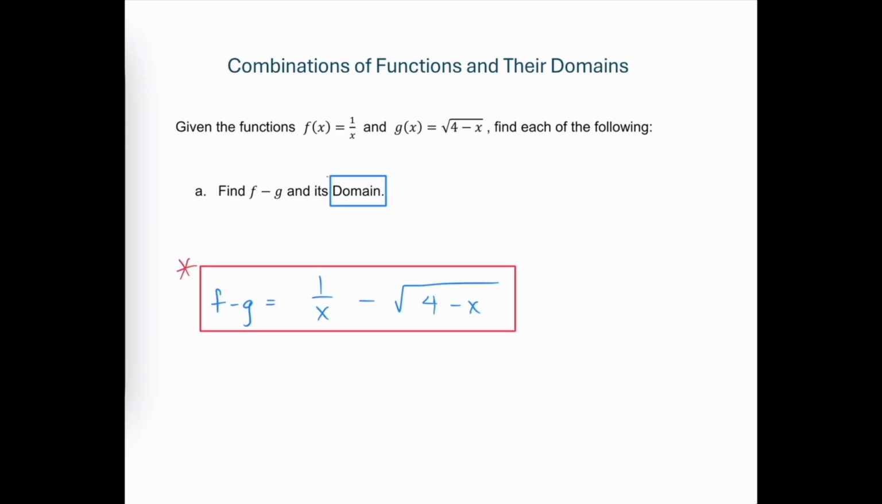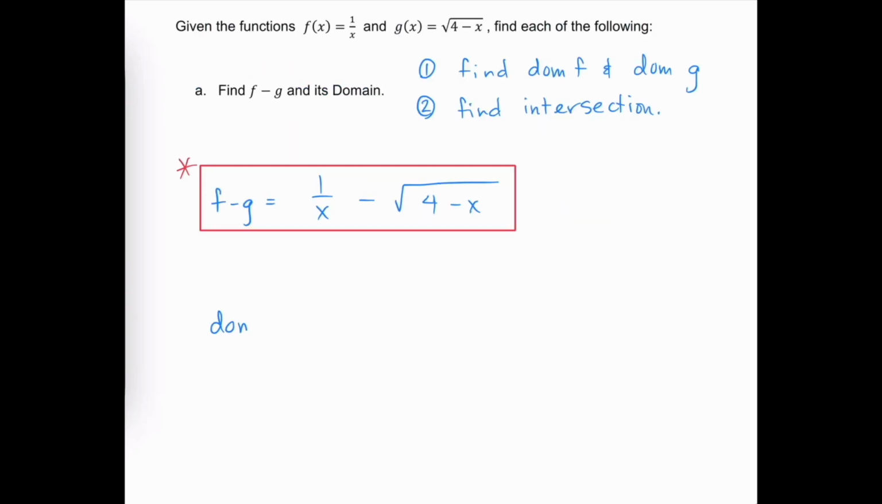Now, to find the domain of the f minus g function, this is a two-step process. We find the domain of f and the domain of g, the two functions that were used to create the f minus g function, and then we want to find where those two domains intersect, or where they overlap. So let's begin by identifying the domain of the f of x function.